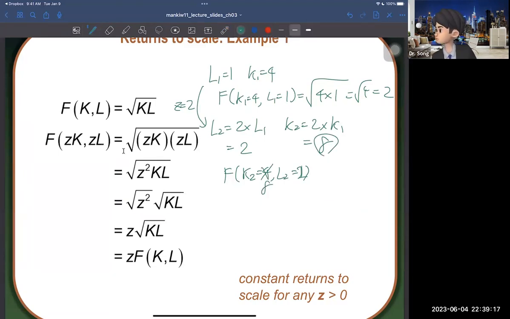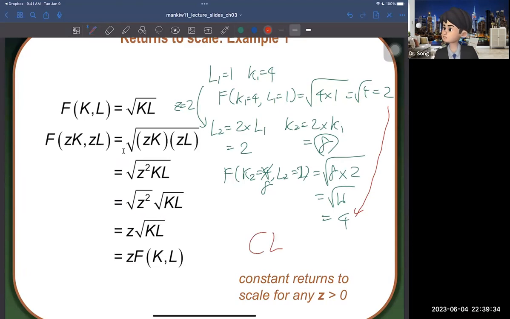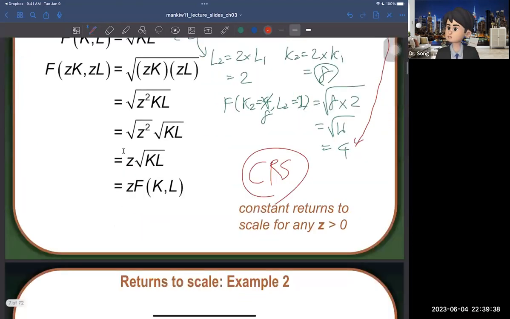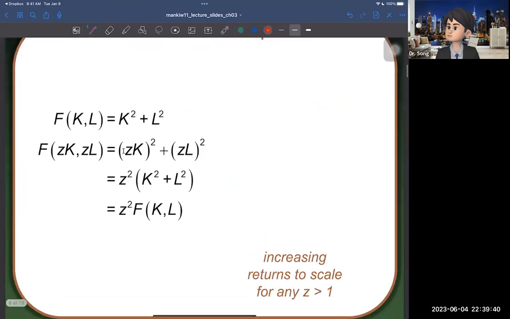So when you double the input, you now have 8 espresso machines and 2 workers, so square root of K times L, so 8 times 2, that is square root of 16, that is 4. Then what do you see? Well, you double the input and the output also doubles. So that's why this one represents constant returns to scale, CRS.